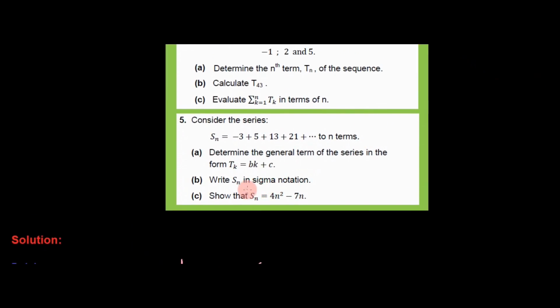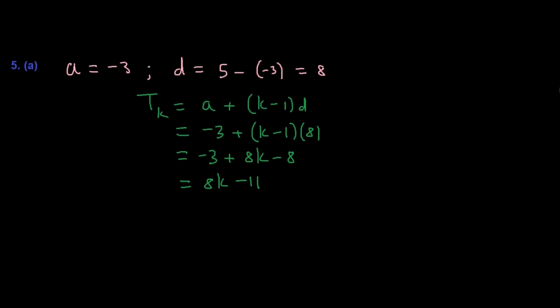In B, we have to write the sum in sigma notation. That's easy because we do have the general term. So then S sub n in sigma notation will be the sum where k goes from 1 to n of the general term. In other words, of 8k minus 11.